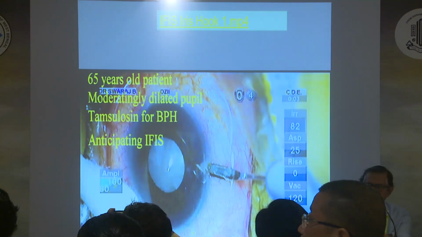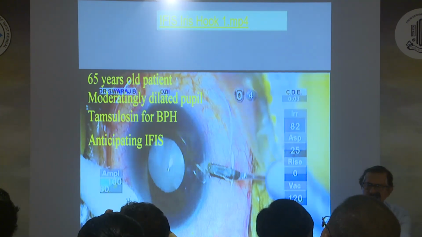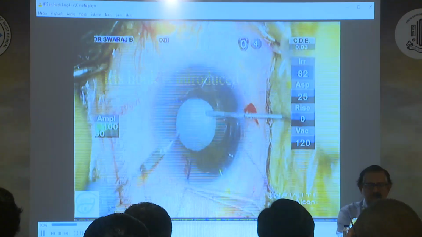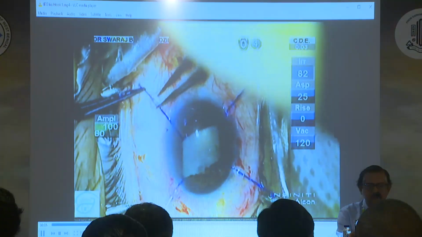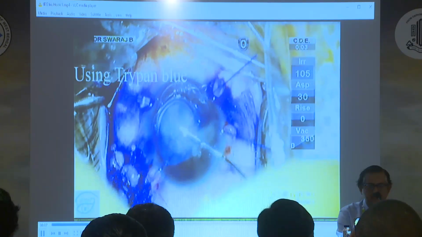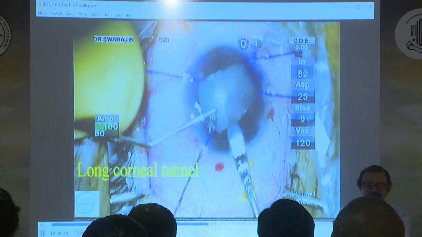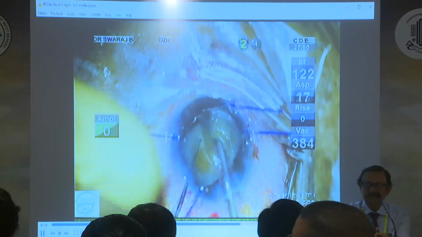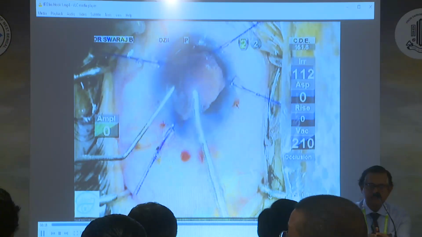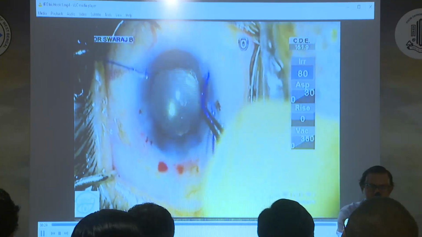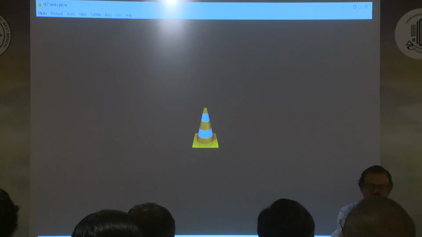Now, I would like to share a case of a 65-year-old patient with a moderately dilated pupil, using tamsulosin for BPH. In this case, we are anticipating IFIS. In this situation, we are putting in the iris hooks, taking extreme care and giving a long corneal tunnel. In all cases, trypan blue must be used. It's a pretty hard case, but very well managed. After putting the IOL, the iris hooks are removed very comfortably.